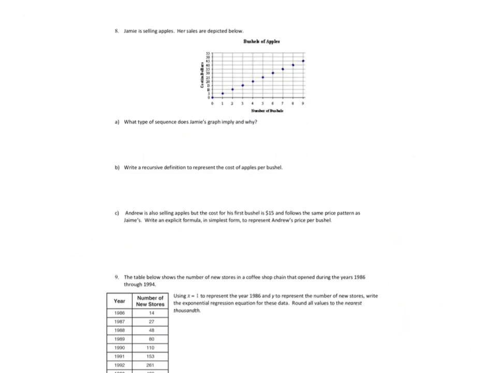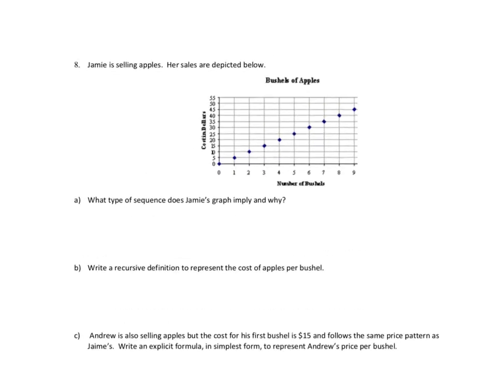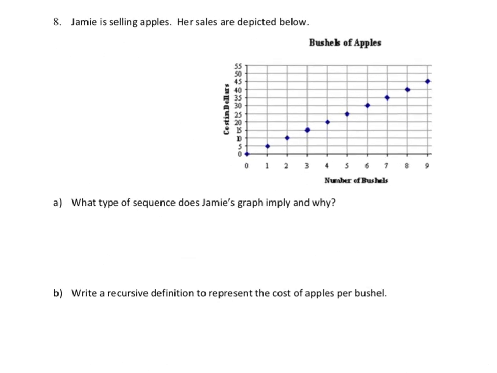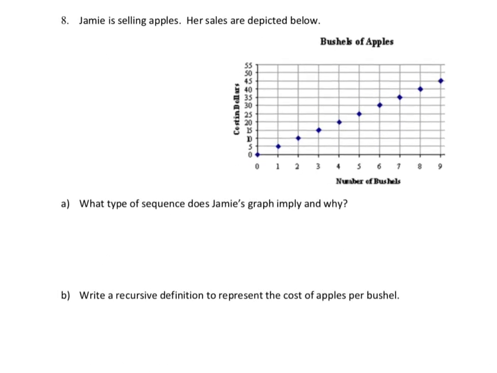Jamie is selling apples. Her sales are depicted below. What type of sequence does Jamie's graph imply and why? So you could say a few things here, but I would say arithmetic. And there's two things you could say. Because the sequence is linear.